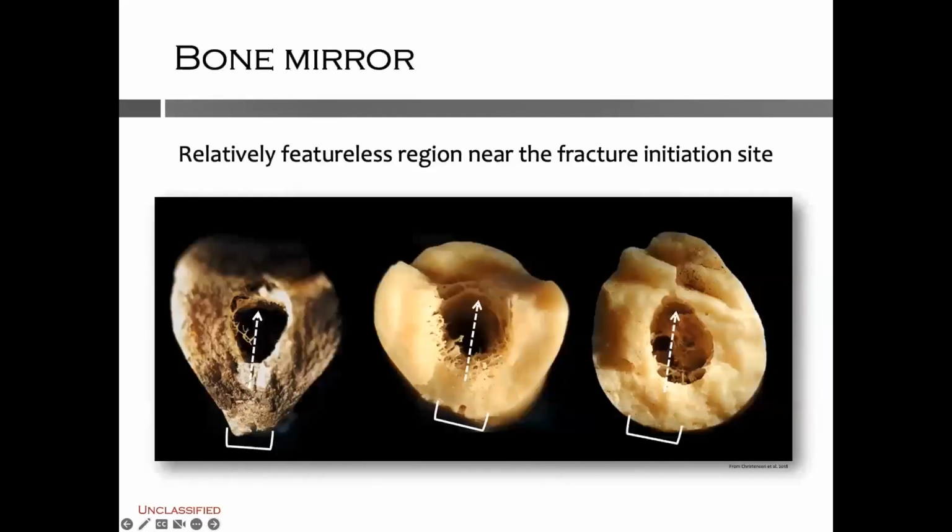Bone mirror is a region that occurs at a fracture origin, and it's relatively flat compared to the rest of a fracture surface. Bone mirror is never going to be as flat or as smooth as it is in glass, and it may not even be detectable in some cases because bone is highly porous and has a large microstructure that may obscure this feature. But bone mirror can be identified as the most featureless portion of a fracture surface. The bone mirror in these images is shown in brackets, and the direction of crack propagation is shown with a dashed arrow.